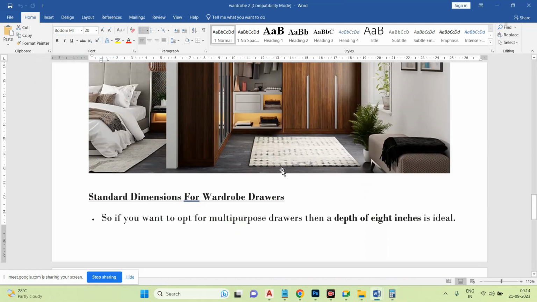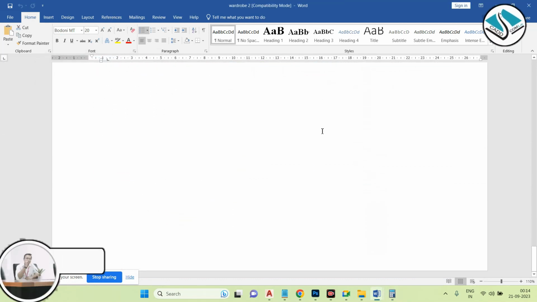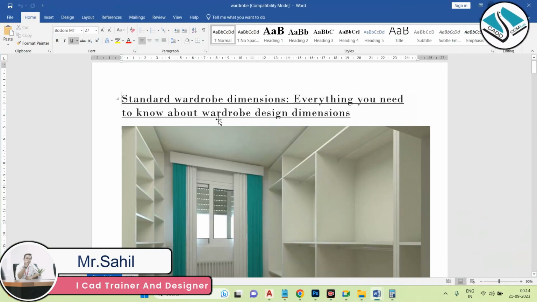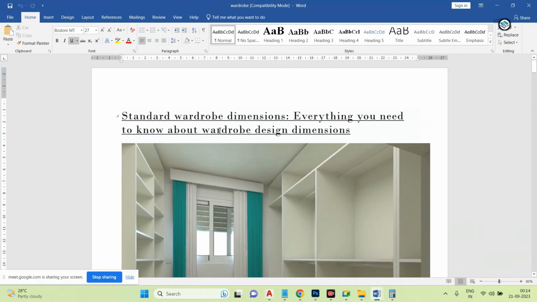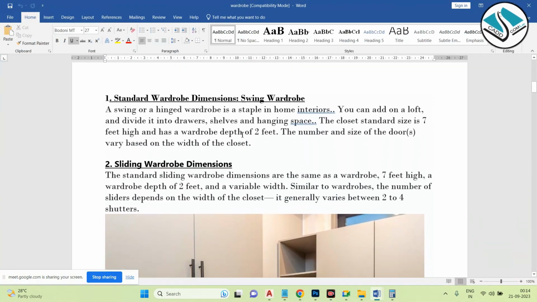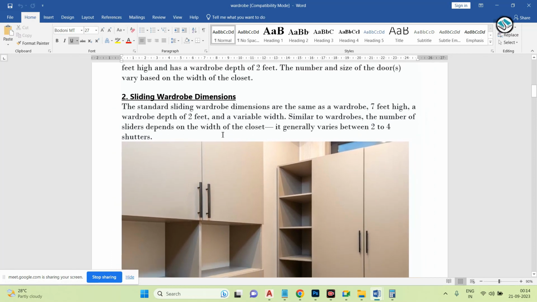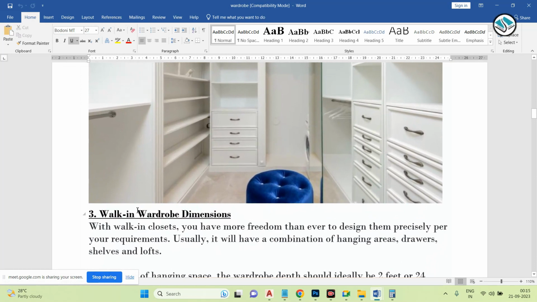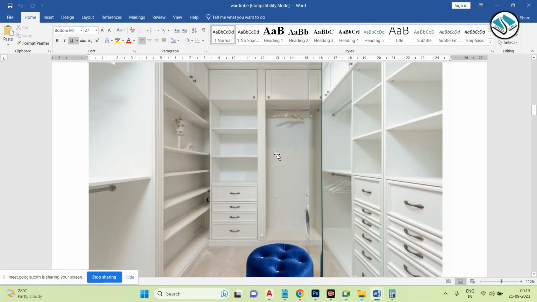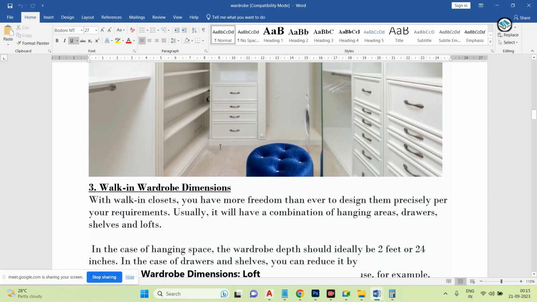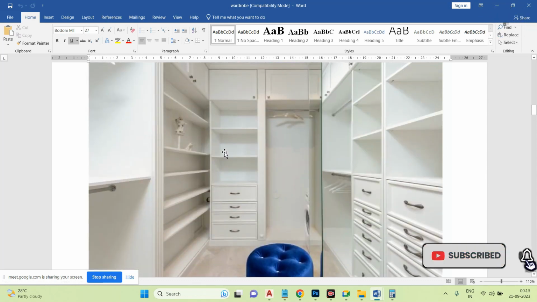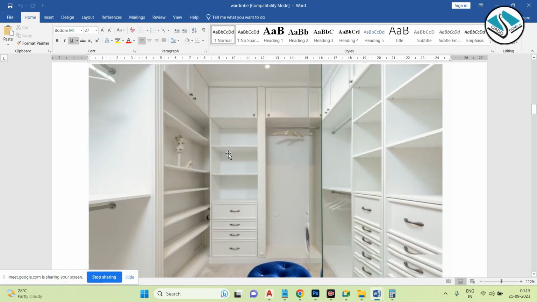So here I mentioned everything for you. You can see there are a lot of different sizes of the wardrobe, and you can see the different dimensions of the wardrobe, which you can design very easily. Walk-in wardrobe, it's very important. Walk-in wardrobe dimensions. I don't even have an idea about the walk-in wardrobe. I've never even tried to draw.